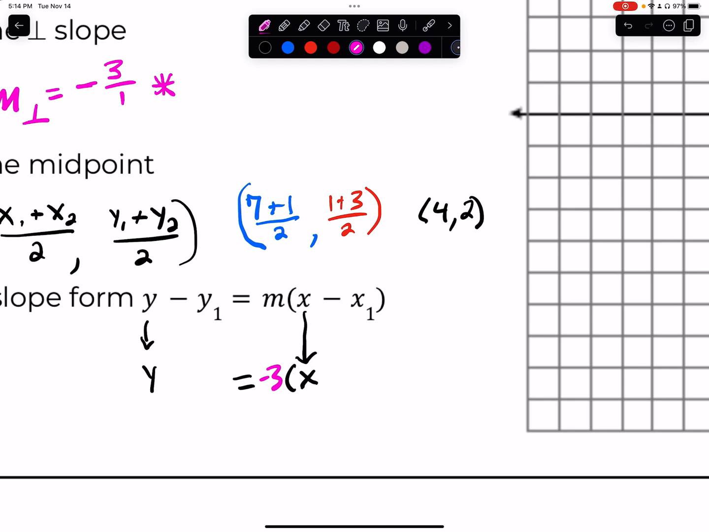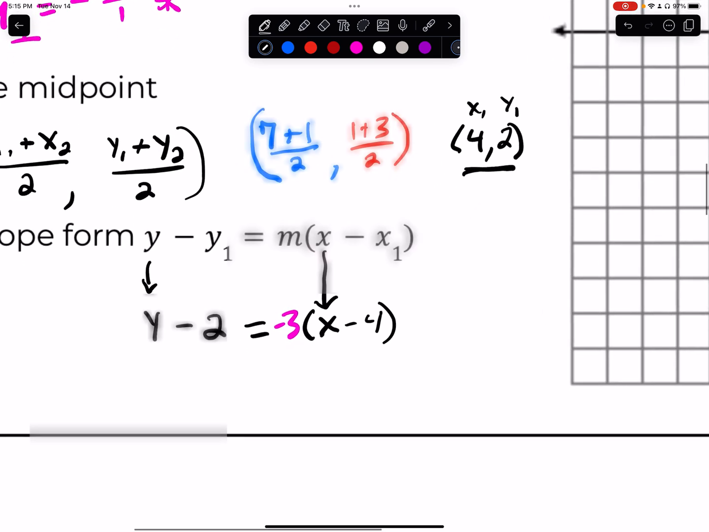That leaves me with the other point. What point am I looking for here? And in this case, we have the point 4 comma 2. So the x value is 4 and the y value is 2. So watch what I'm going to write. I'm going to write y minus 2 for the y value, and then x minus 4 for the x value. And what's nice about this is you already have your equation.